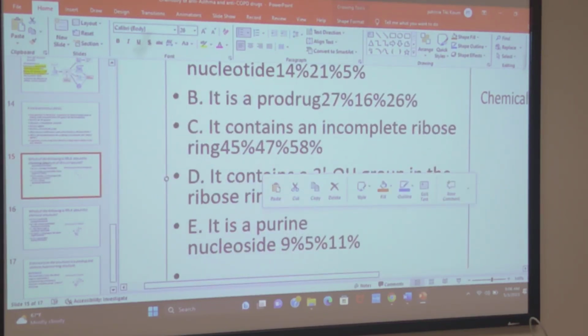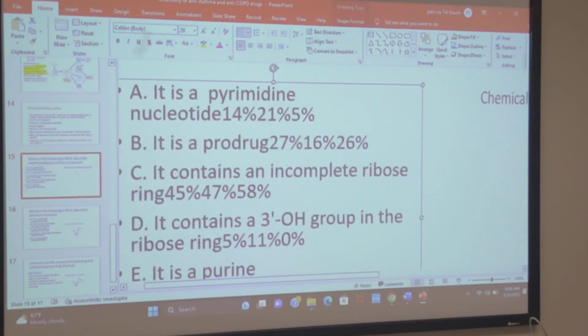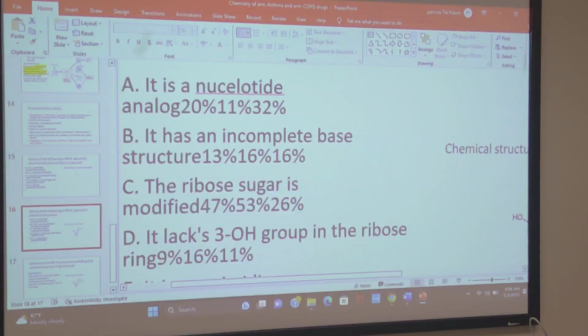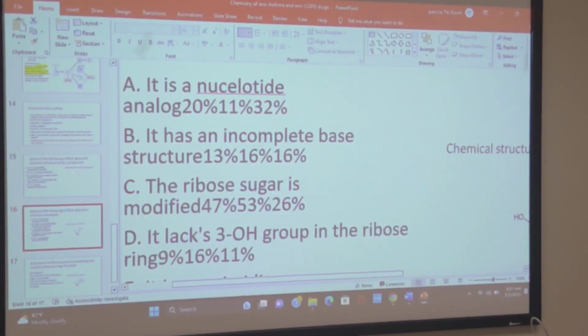That is, it is a purine nucleoside. It is a purine, but it's not a nucleoside. It is a nucleotide. So I talked about this, the difference between nucleoside and nucleotide in the classroom. But those of you who came into the classroom probably got it right, 45% got this question right. Then the next, I'm sorry, C is the right answer.